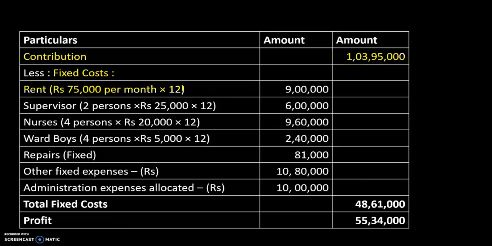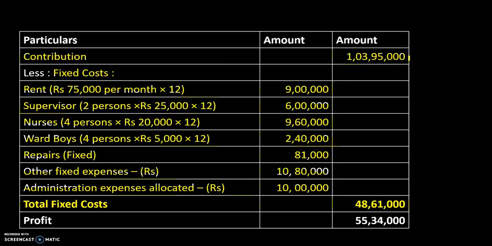Rent 75,000 into 12, it is 9 lakh. Supervisor 2 into 25,000 into 12 is 6 lakh. Nurses 4 persons into 20,000 into 12, 9 lakh 60,000. Ward boys 4 persons into 5,000 into 12, 2 lakh 40,000. And repairs, of course, fixed, given directly in the question. Other fixed expenses also given 10 lakh 80,000. Admin expenses allocated, so we need not do that allocation, it is already allocated 10 lakh. So if you total all this, you get your total fixed cost. How much? 48 lakh 61,000.